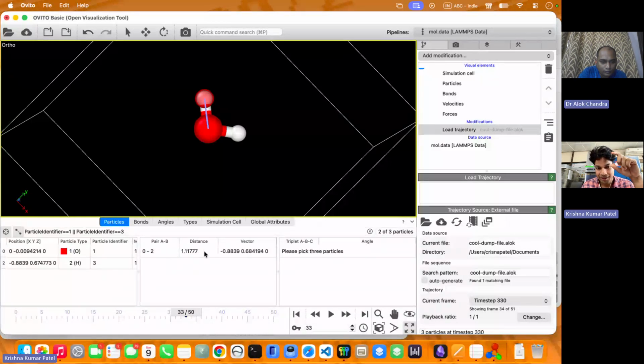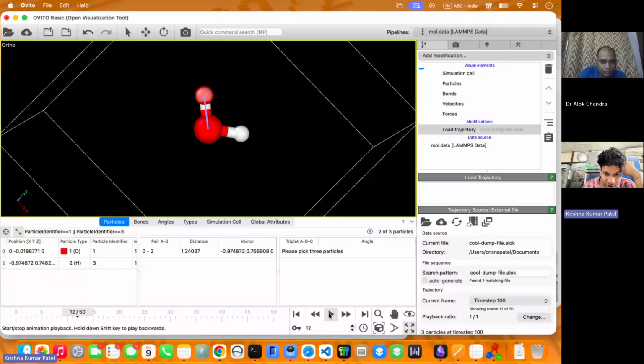So this information is not in the trajectory file. The trajectory file has the fundamental information, which is the XYZ coordinates of atoms. This information is being calculated by OVITO for you. If you look at that, clearly it is changing, right? And it is mostly 1.2, which is the distance that we wanted it to be, I think.